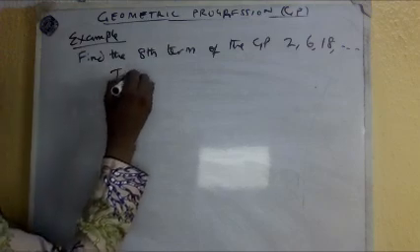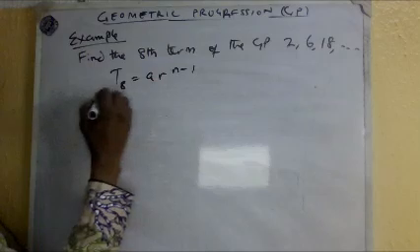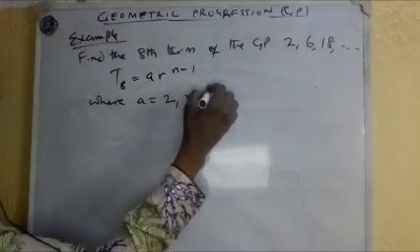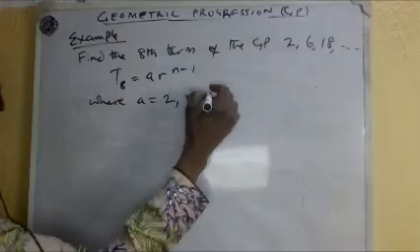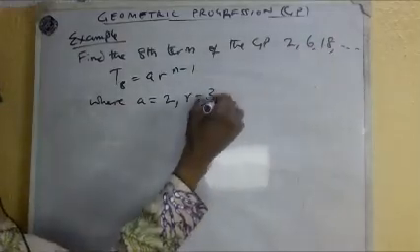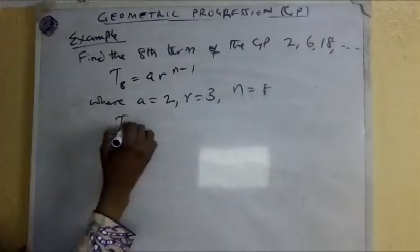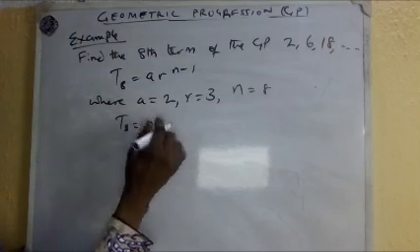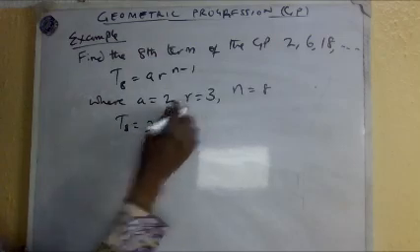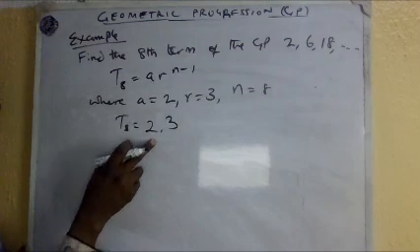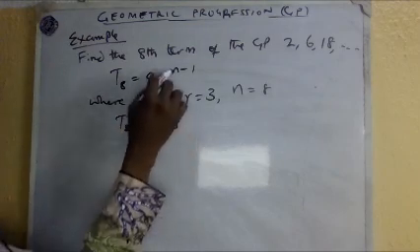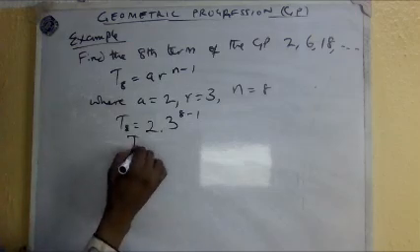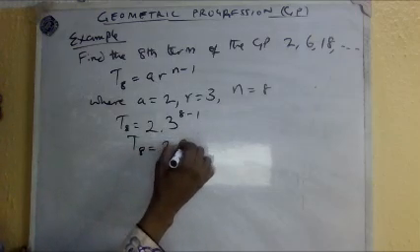Easy. Just T8 is equal to A R to the n minus 1, where A is equal to 2, R is equal to 6 divided by 2 is 3, and 18 divided by 6 is 3, and n is equal to 8. Just put it there. T8 is equal to A is 2, R is 3, dot 3. This dot is times. Always say it in your mind when you are putting dot, that it's times. Then n is what? 8 minus 1. Okay, so T8 is equal to 2 times 3 raised to the power 7.